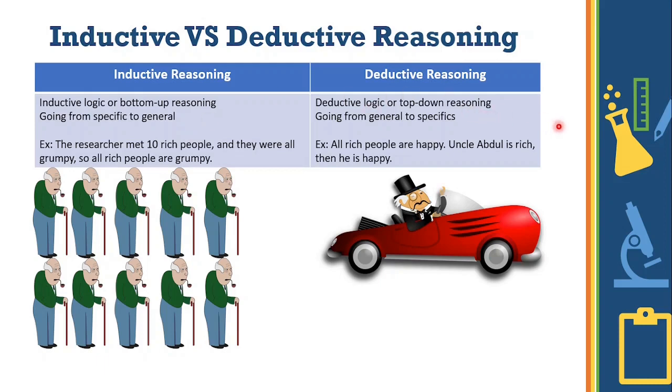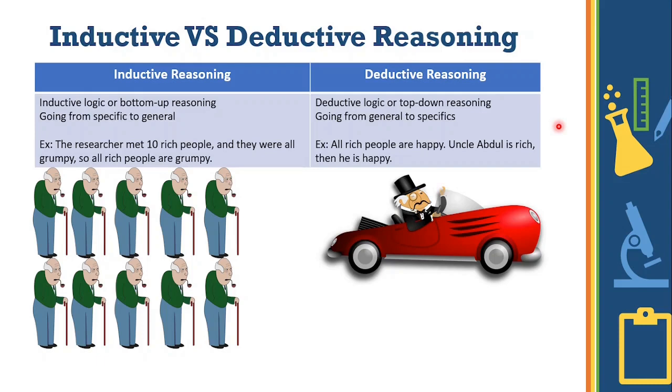Deductive reasoning, in contrast, is when the researcher goes from a generalization to specifics. So it goes from an existing theory or a general claim to specifics. It's also called deductive logic or top-down reasoning. And a good example could be: all rich people are happy. Uncle Abdullah is rich. Therefore, Uncle Abdullah is happy.